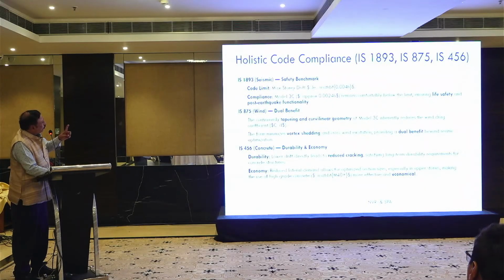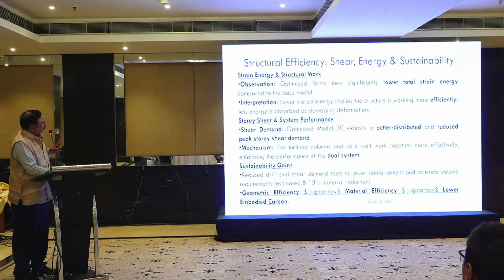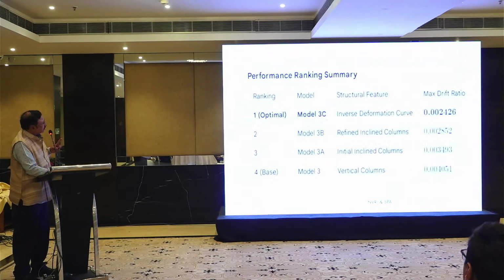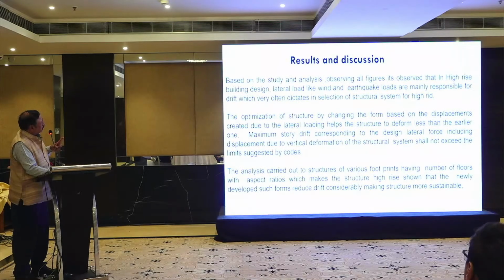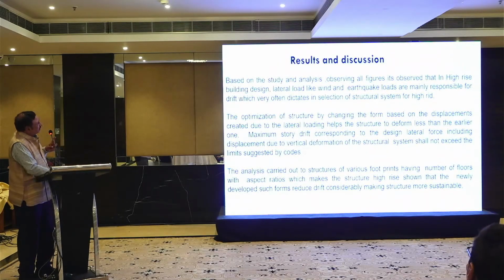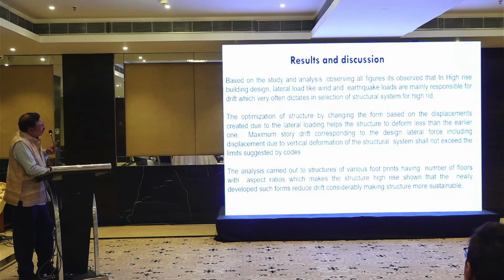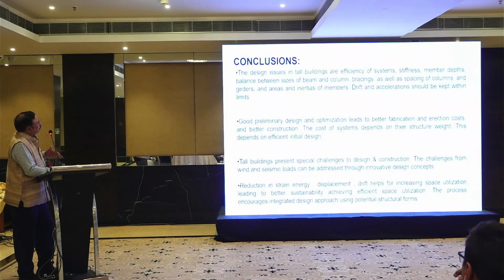Keeping in mind that we have to do all this, the codes also have to be taken into account. Otherwise, people will not accept your designs. So this is just running. The results show that optimization can be done by changing the form based on displacements created due to lateral loads. The maximum story drift is the important criterion. The analysis can be carried out on various footprints with different corner modifications.